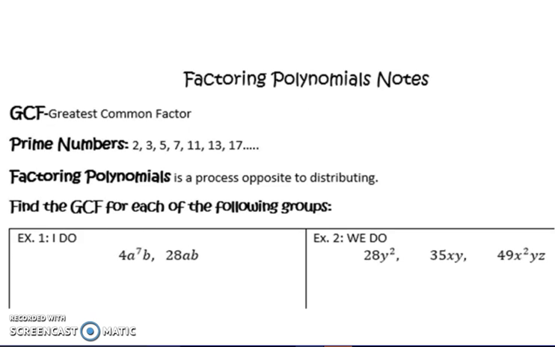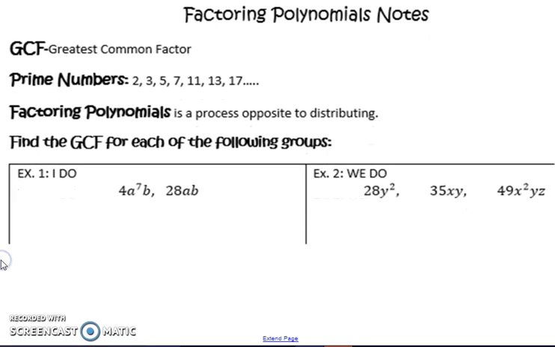Now, when we talk about factoring out the GCF, or the greatest common factor, we want to think of numbers that multiply. That's what a factor is. A factor multiplies to give you a number. Factoring, which is what this whole unit is going to be on, is the opposite of distributing. So normally we distribute and pass it through. Well, now we're going to figure out where those front terms came from.